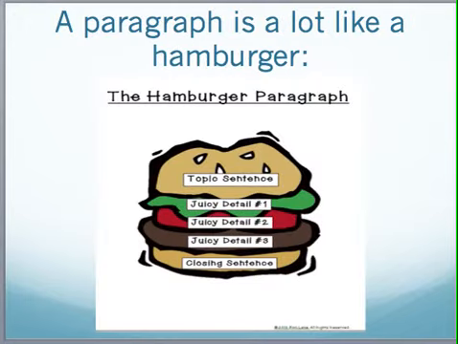So first of all, a paragraph is a lot like a hamburger. The hamburger paragraph. So you have usually about 4 to 5 sentences in a paragraph. The top bun is your topic sentence, what your paragraph is going to be about. And notice the inside of the hamburger, the lettuce, tomato, and the meat are all juicy details, one sentence for each detail.